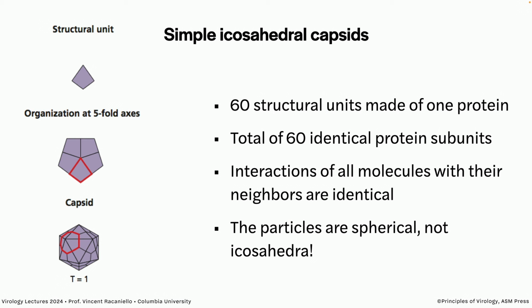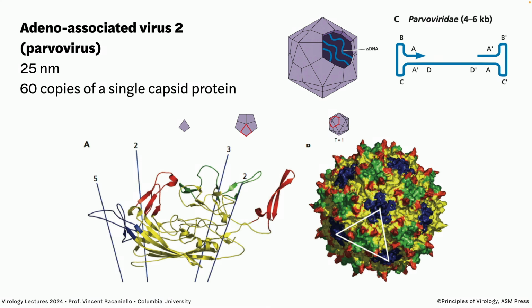protein. But even though I'm showing these diagrams as icosahedral, the particles are not icosahedral, they're spherical, as you'll see in pictures. Icosahedral symmetry simply refers to the arrangement of the proteins in the particle. It doesn't mean that the particles look angular like this.